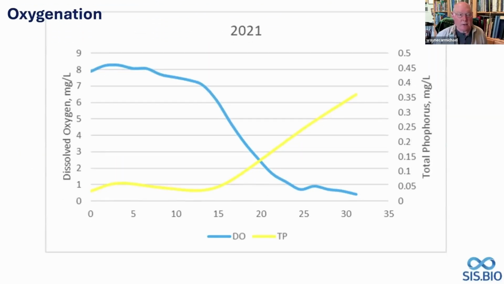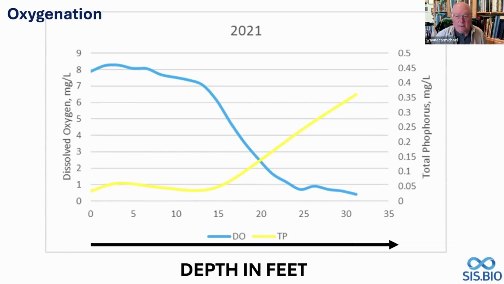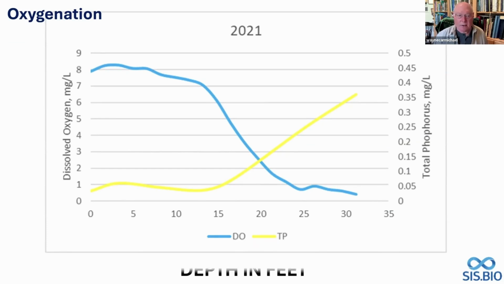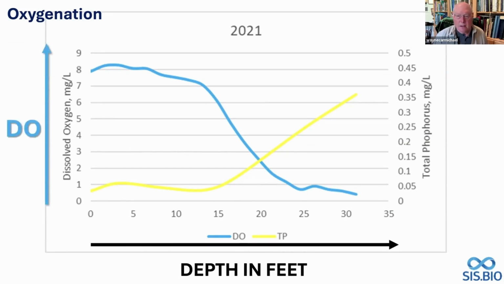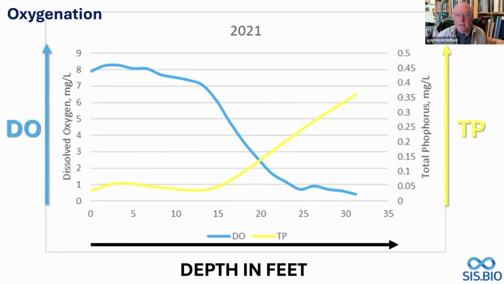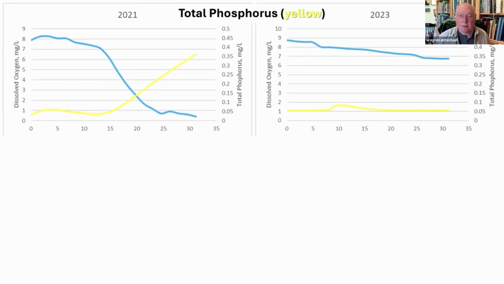So in 2021, the oxygen profile of that lake looked like this. Across the bottom, depth in feet, oxygen levels acceptable at the surface, but totally unacceptable at depth. Along with that, in those anoxic sediments was the release of phosphorus, and those phosphorus levels went up to levels that supported those cyanobacteria blooms. In 2023, after effecting the hypoxia treatment, the aeration treatment, oxygen levels were restored and phosphorus levels were reduced.